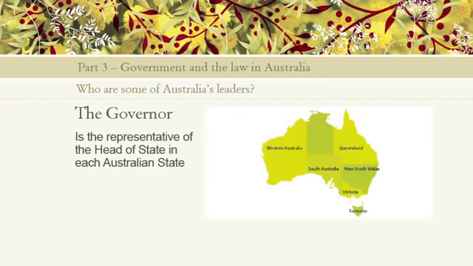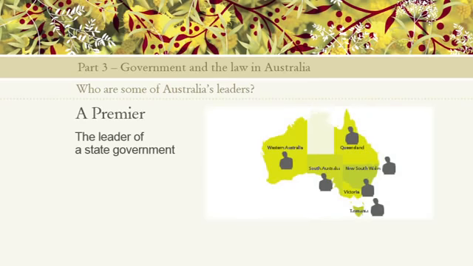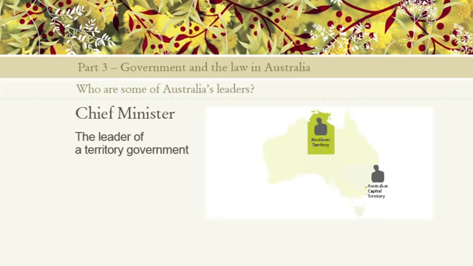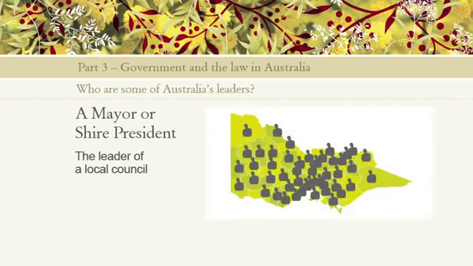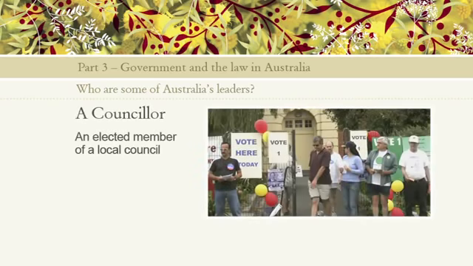The Governor is the representative of the head of state in each Australian state. The Premier is the leader of a state government. The Chief Minister is the leader of a territory government. A Mayor or Shire President is the leader of a local council. A councillor is an elected member of a local council.